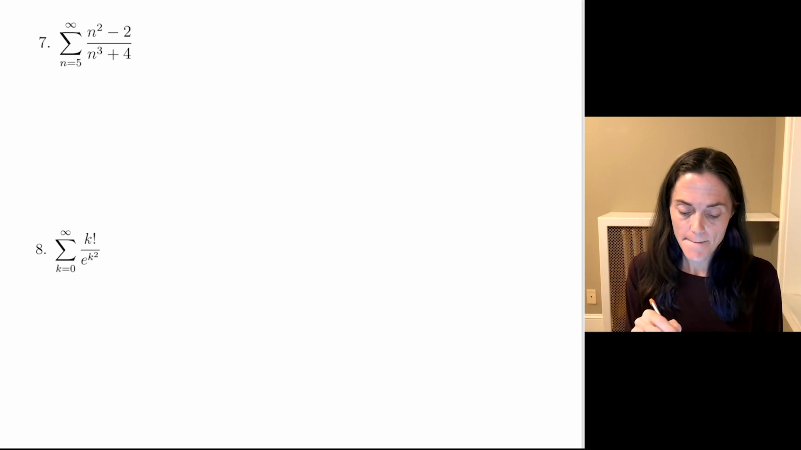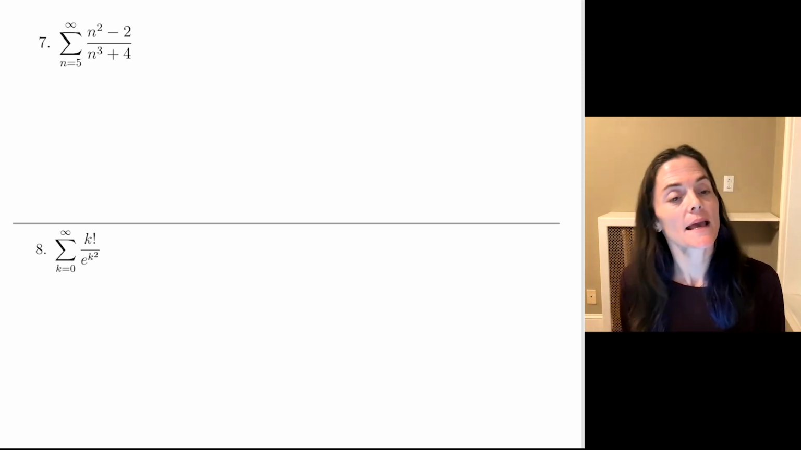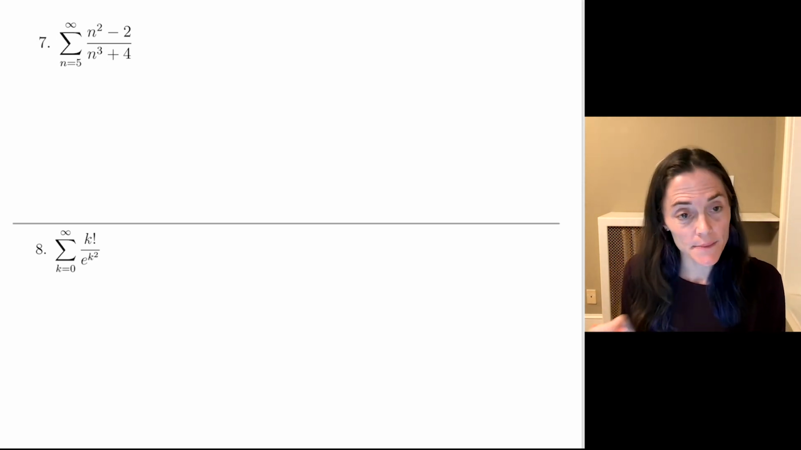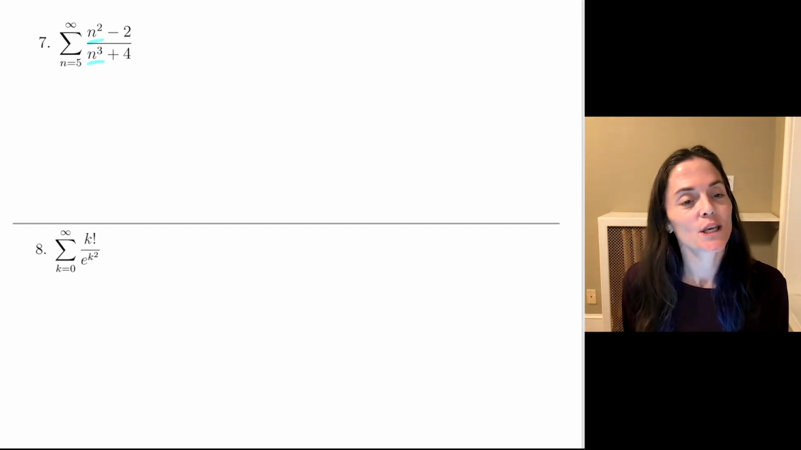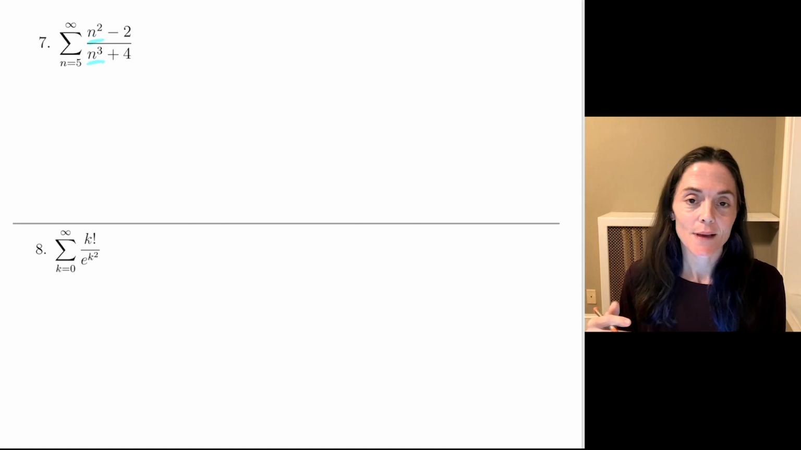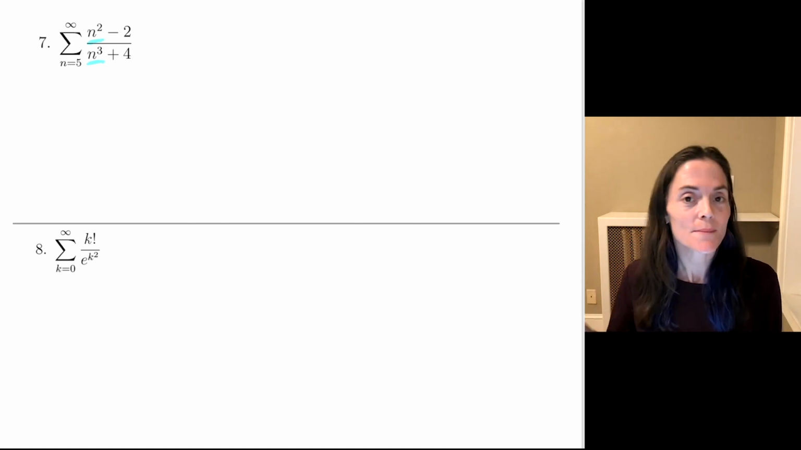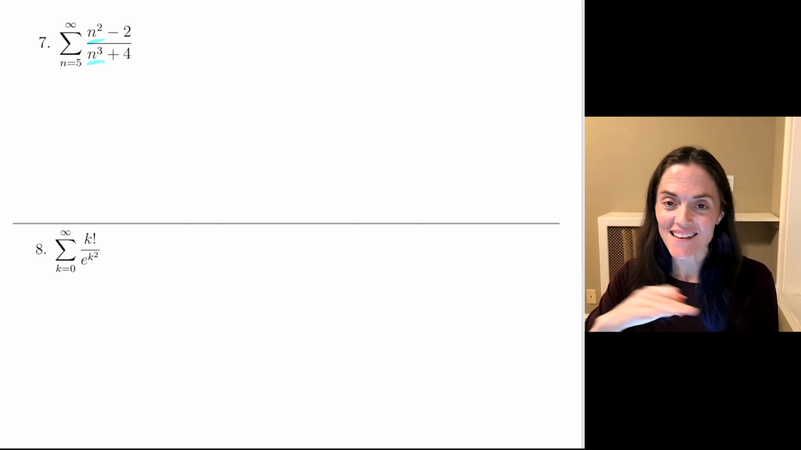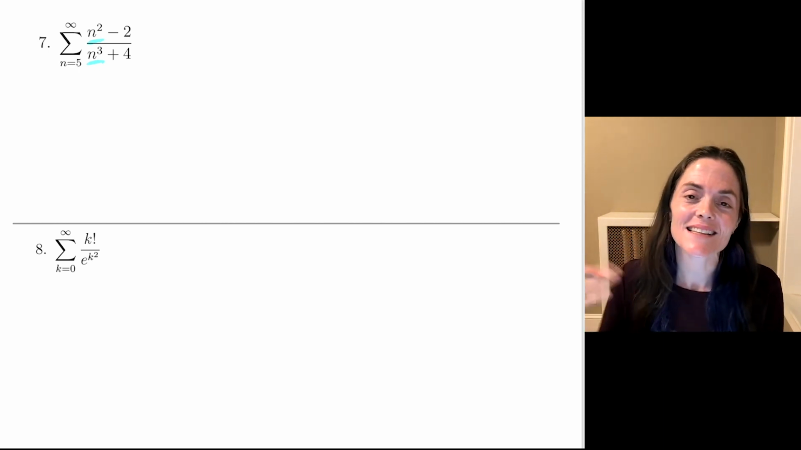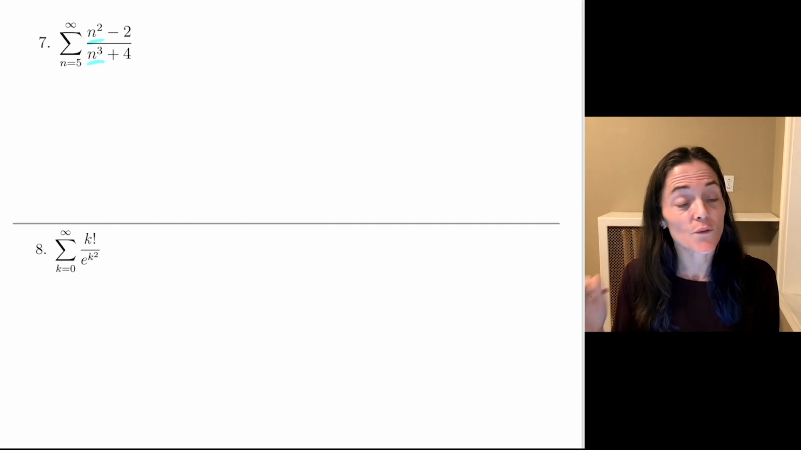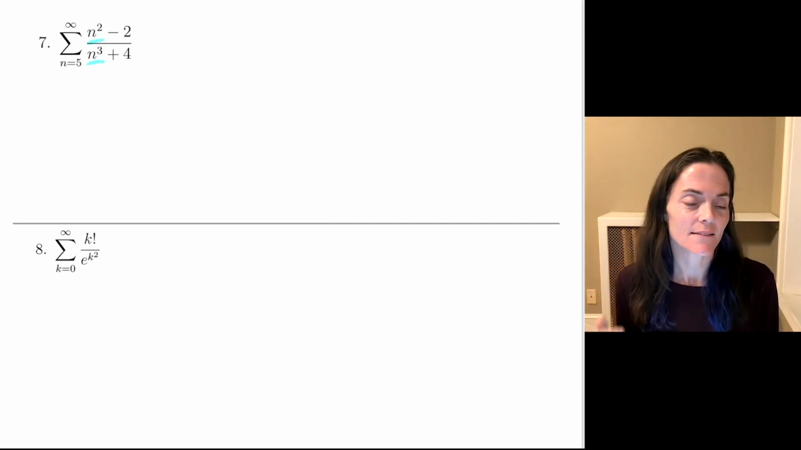Number 7. First thing we might think about is what's happening to the terms. In my numerator, I have an n squared. In my denominator, I have an n cubed. n cubed is a higher power than n squared, so the terms are going to 0. The term test tells us nothing. Well, that thought process tells us what to do here, because for n large, this looks like harmonic.